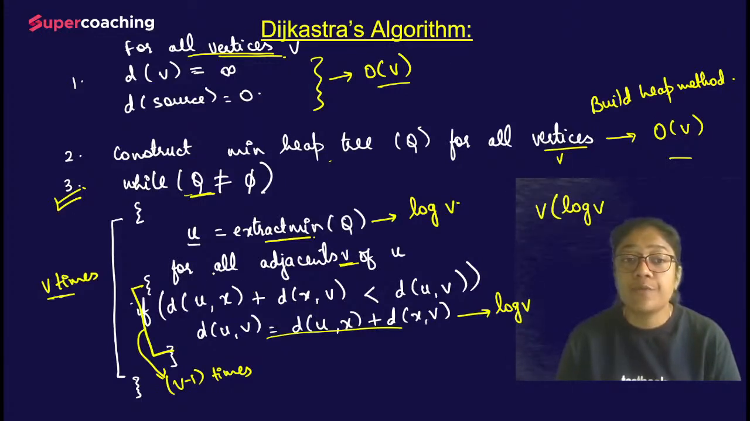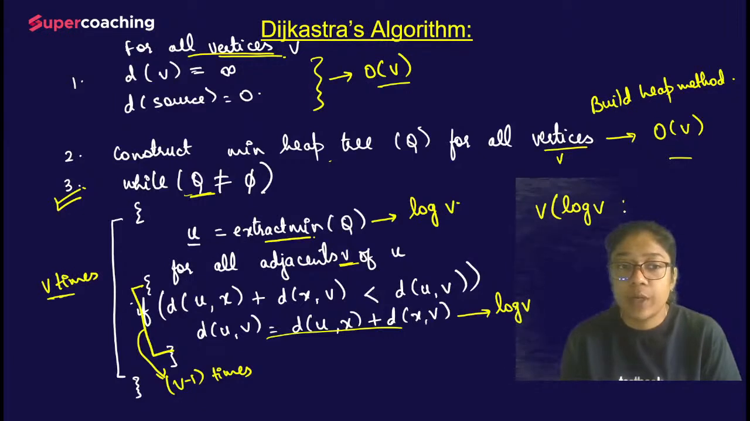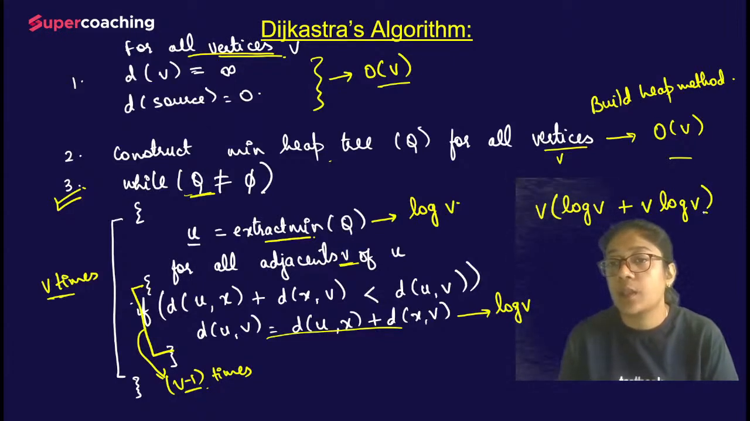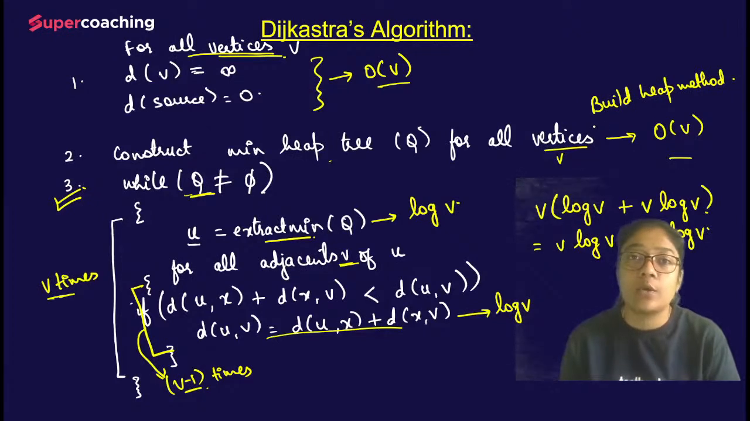After that, there is for all the adjacents of V. So it comes out to be how many adjacents can there be? There can be V adjacents. And for each adjacent, we are looking for the smaller value, log V. Simplify this, it comes out to be V log V plus V square log V. We have already discussed that in worst case scenario, V is approximately asymptotically equal to E. So we can say that this is V plus E.